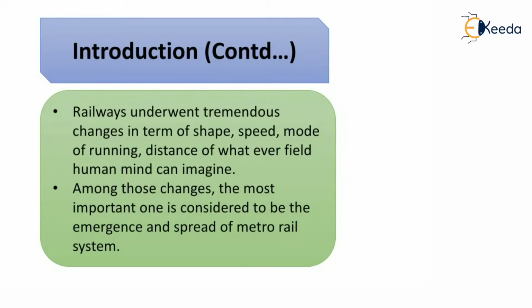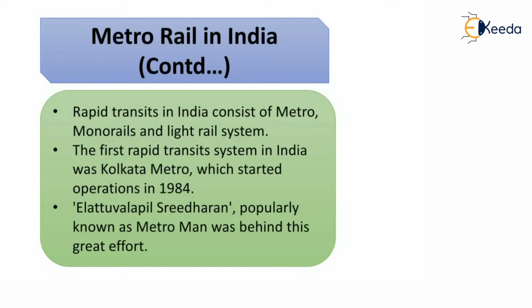Railways underwent tremendous changes in terms of shape, speed, mode of running, distance, whatever field the human mind can imagine. Among those changes, the most important one is considered to be the emergence and spread of the metro rail system. So, the metro rail in India.